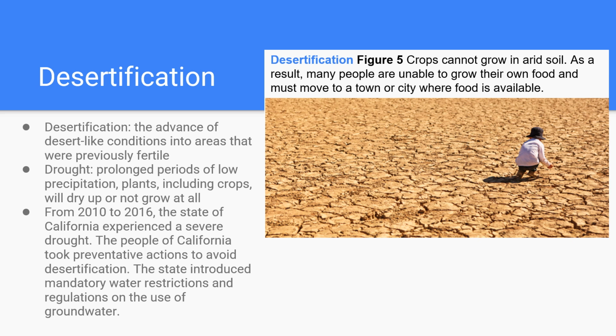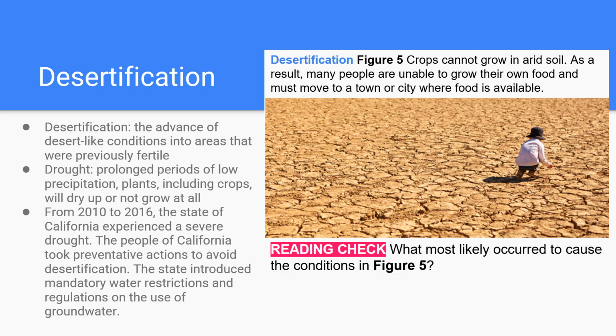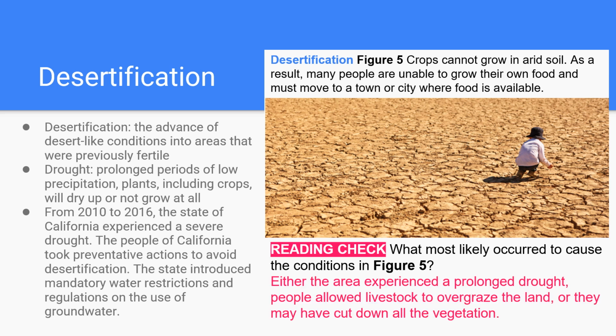So here in Figure 5, we have desertification. Crops cannot grow in arid soil. As a result, many people are unable to grow their own food and must move to a town or city where food is available. Reading check. What most likely occurred to cause the conditions in Figure 5? Either the area experienced a prolonged drought, people allowed livestock to overgraze the land, or they have cut down all the vegetation.